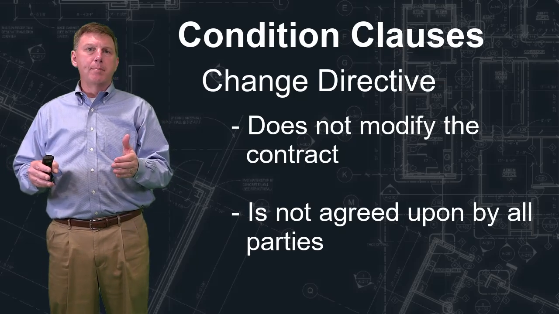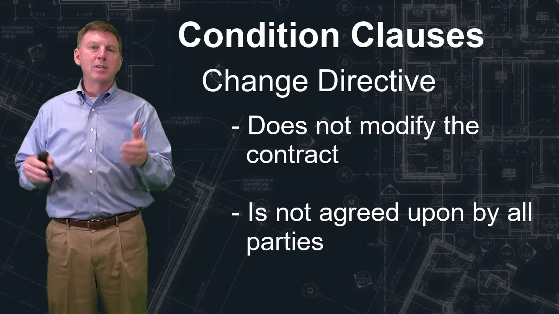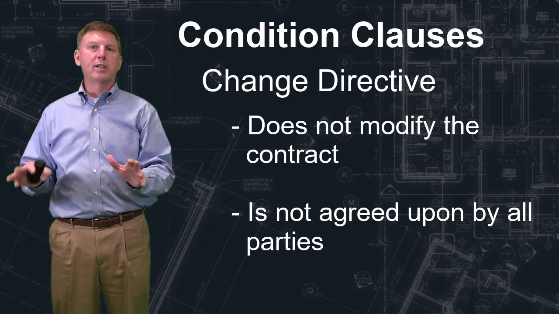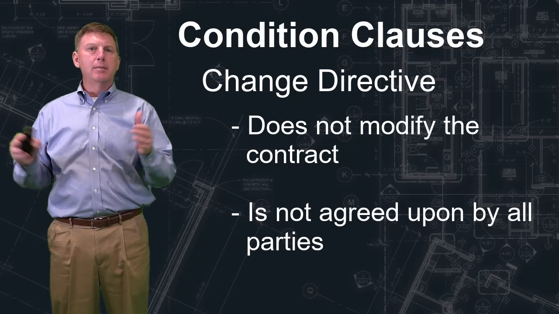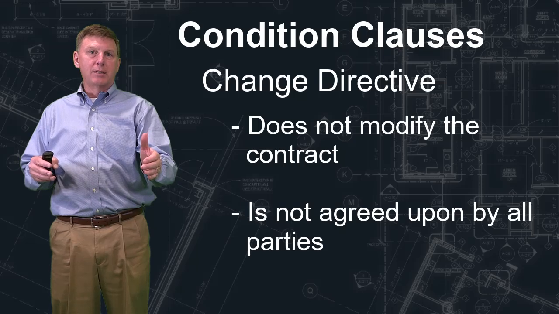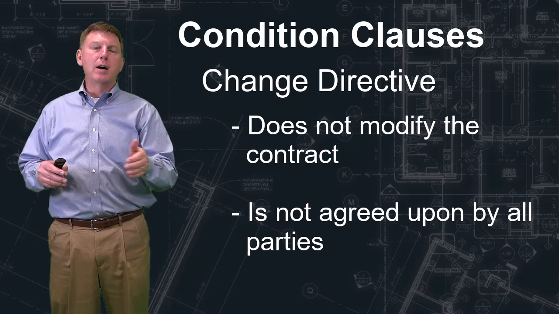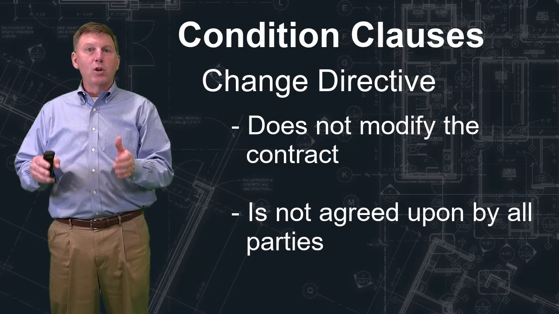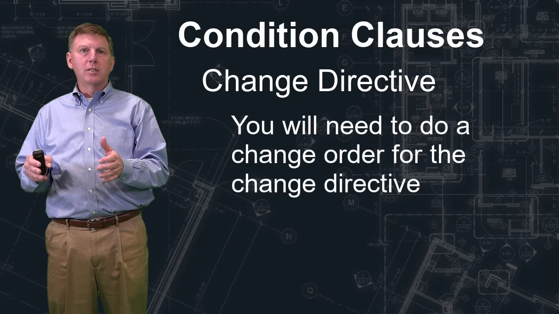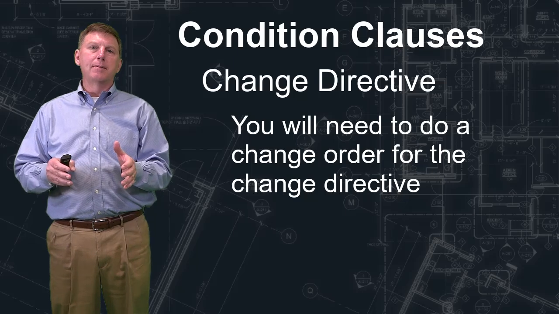Something will come up that you need to do right away, wasn't a part of the original project, and the owner will say, just do it, we'll work it out later, get to it, because they don't want to affect the schedule. That would be a change directive. They're going to get you to do it right away. Now you have to work it out later. You're going to actually have to do a change order to make that part of the contract.